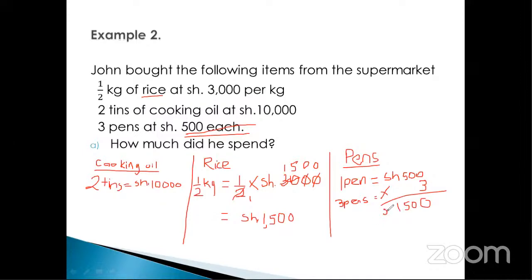So how much have we spent on 3 pens? We have spent 1,500. So what will be our bill now? Because they need how much you have spent altogether. So now here you write bill. So members, how do we get the bill now?